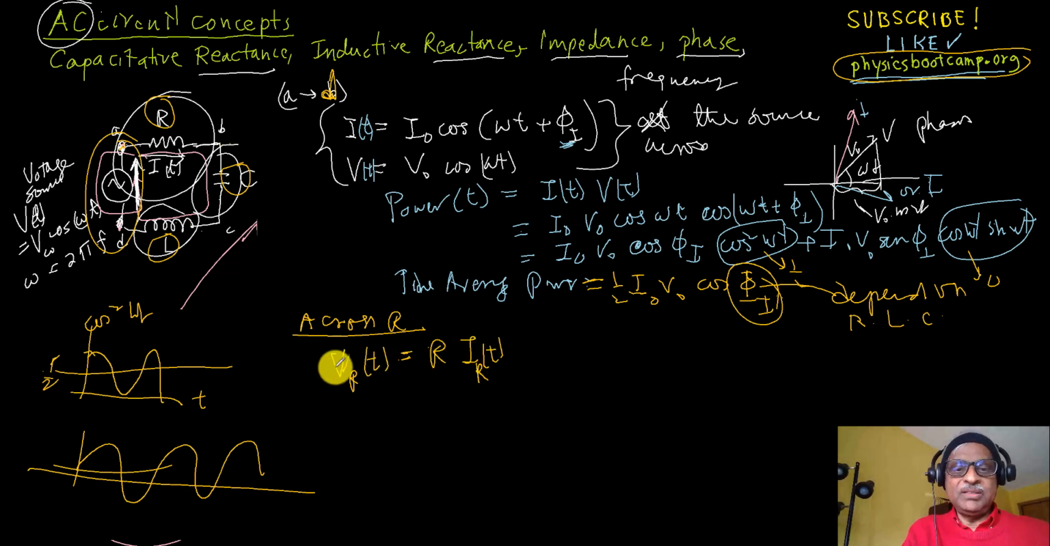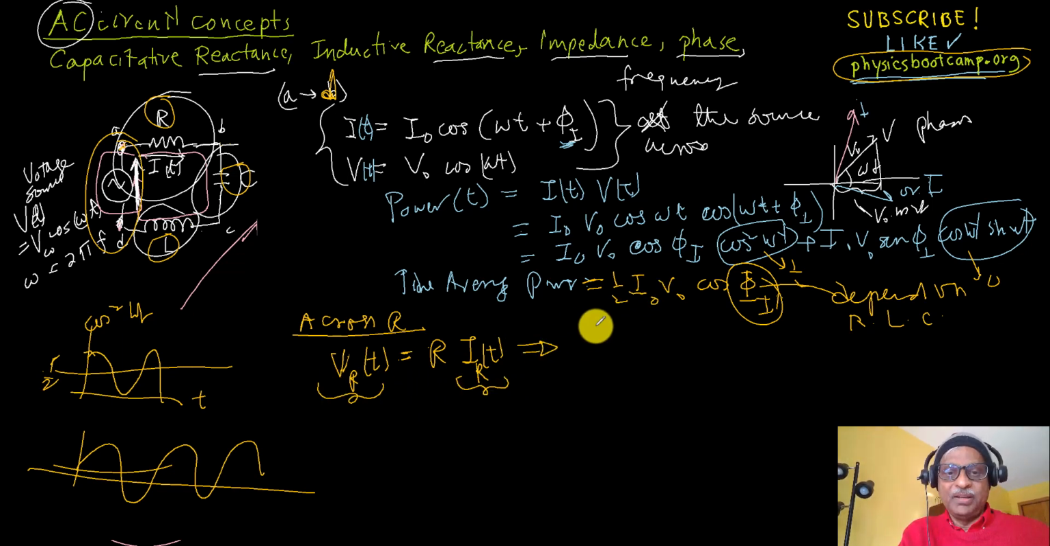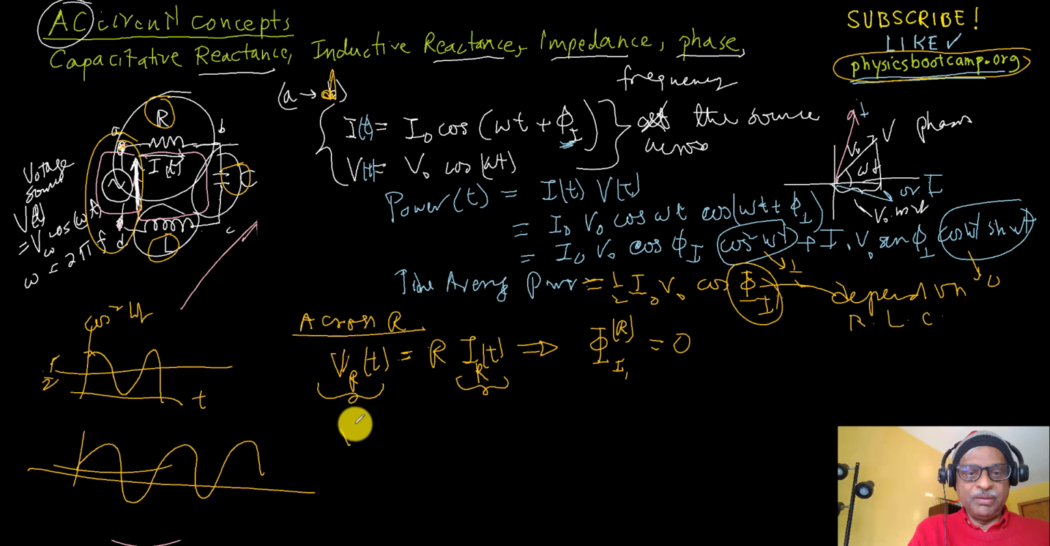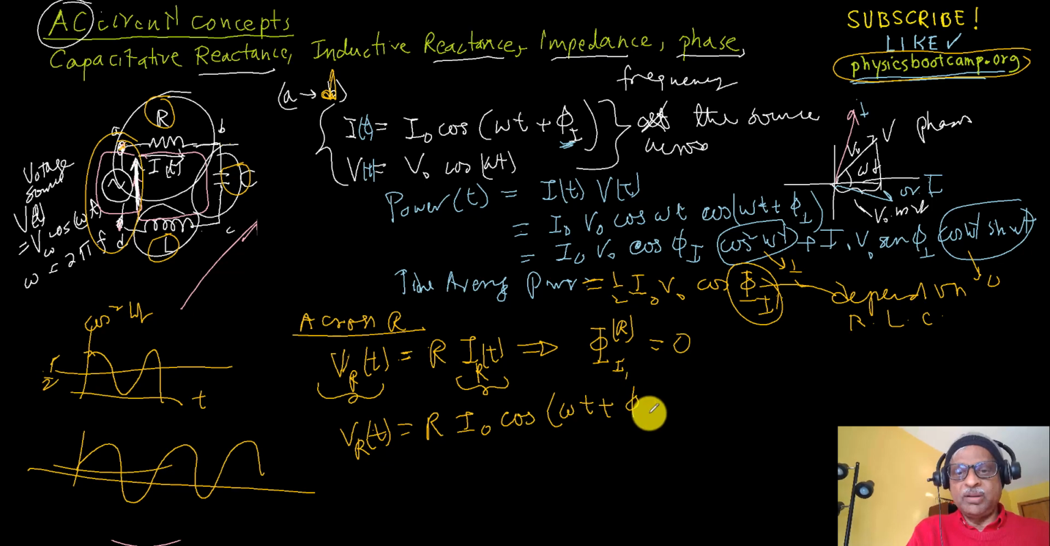So if this is the case, whatever the voltage drop here is and the current, their phase has to be the same. So this means the phase of I across R is 0. So VR of T in our case here will simply be R I0 cosine omega T plus phi I.